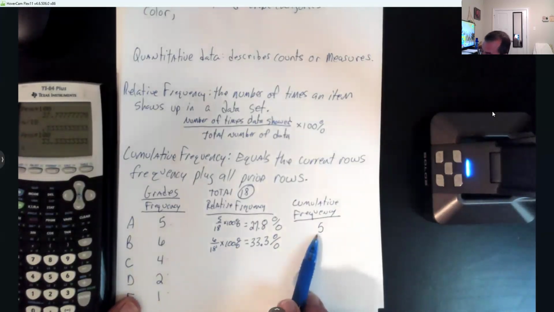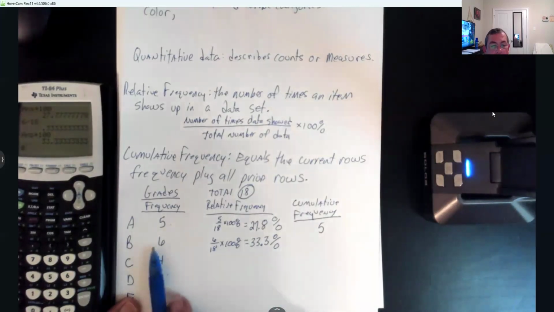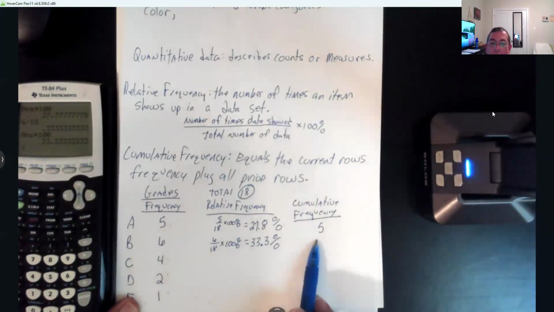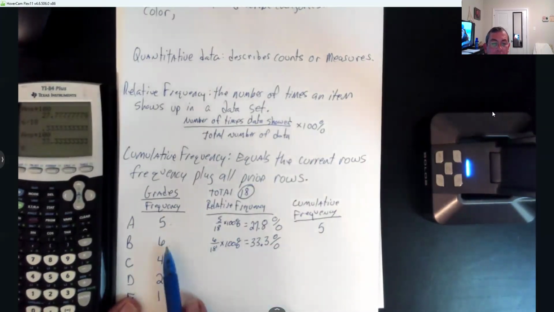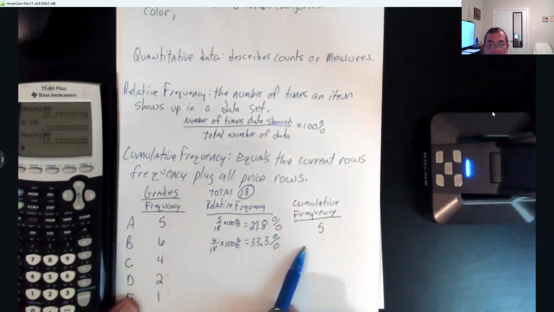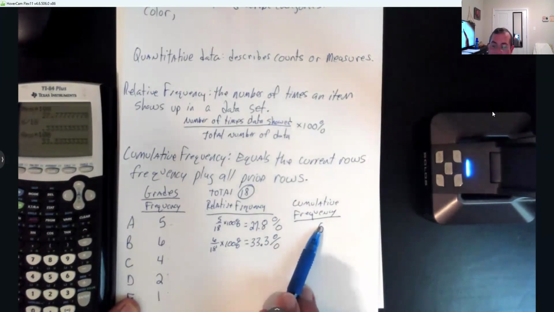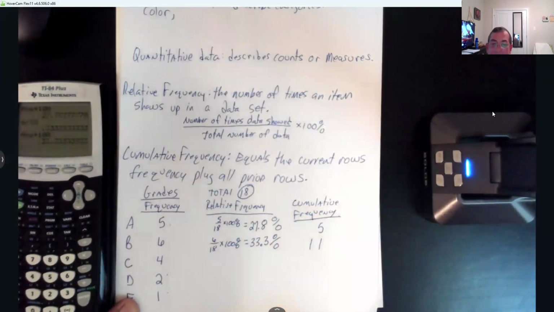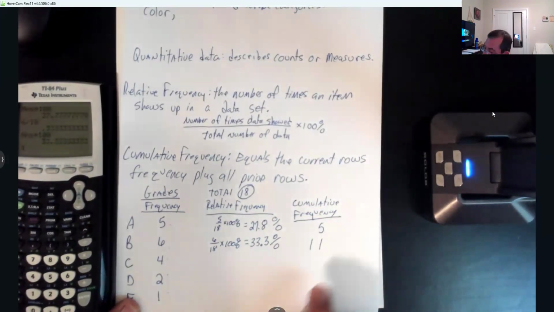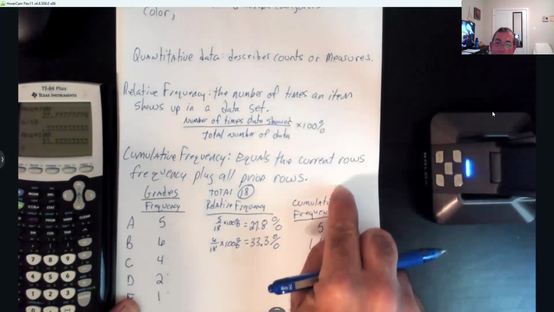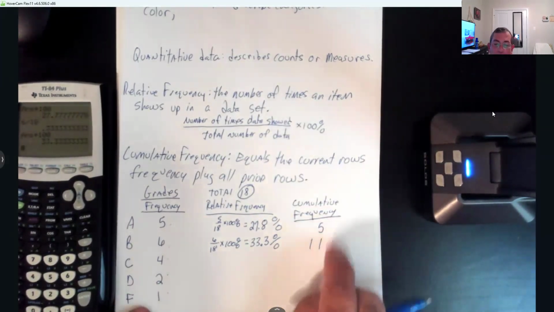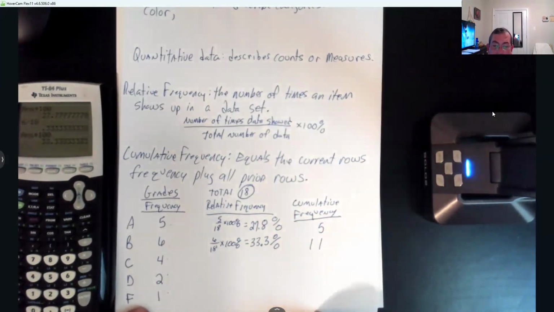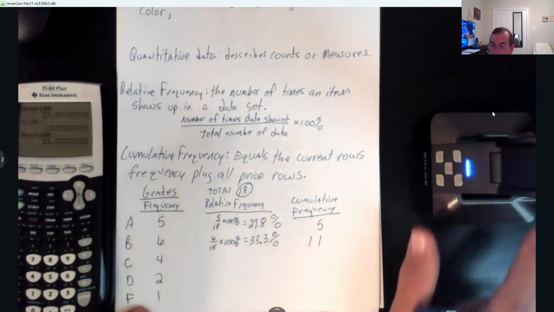Now, the cumulative frequency would be the frequency on this row plus my prior rows. So this frequency is 6, but the prior row had 5. So my cumulative frequency is now 11. You add your row plus any prior rows. Because when we're done, this cumulative frequency has to equal 18 because that's the total students we had, okay?